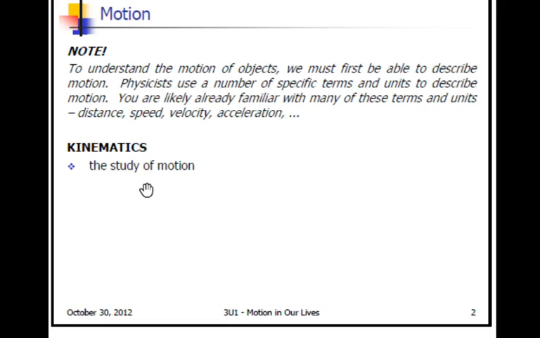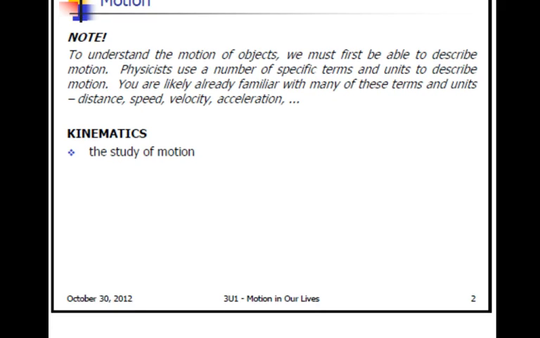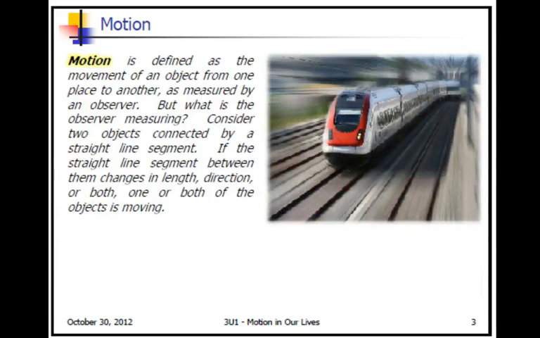So kinematics is the study of motion. And the note here says, to understand the motion of objects, we must first be able to describe motion. So physicists use a number of specific terms and units to describe motion. You've maybe heard of some of these. These are distance, speed, velocity, acceleration. One way to define motion is the movement of an object from one place to another relative to an observer.